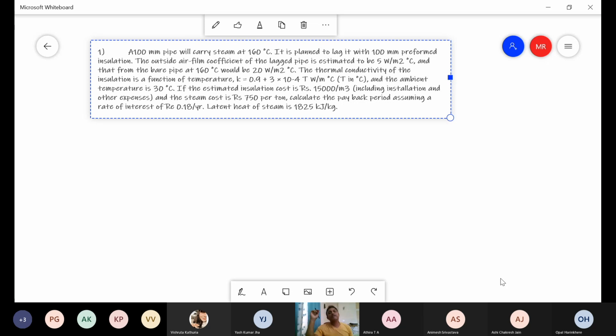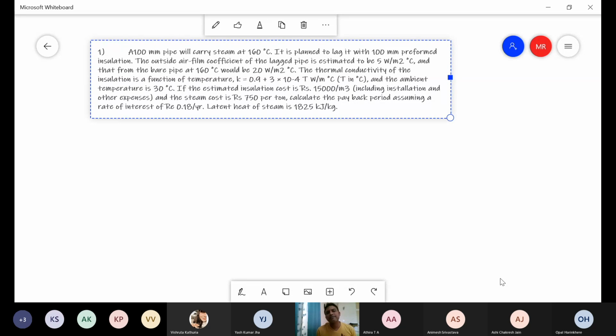Once we get the saving because of the addition of the insulation, at the same time we can also calculate the cost of the insulation, isn't it? Just by looking at these two factors, we can find out how much time will be required to pay back the cost of the insulation. That is our ultimate aim. Okay, clear? Now let us look at this problem in more detail.